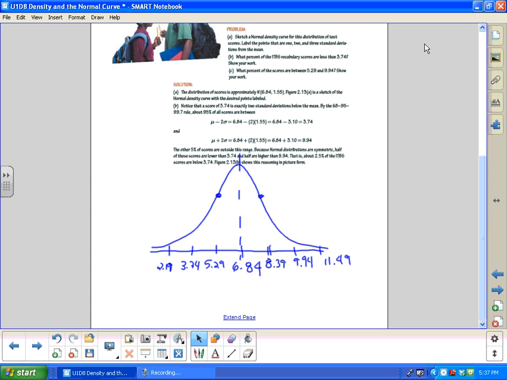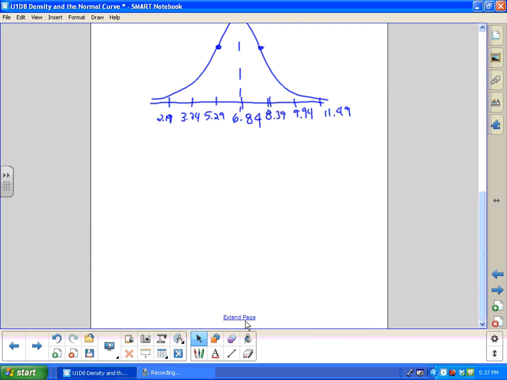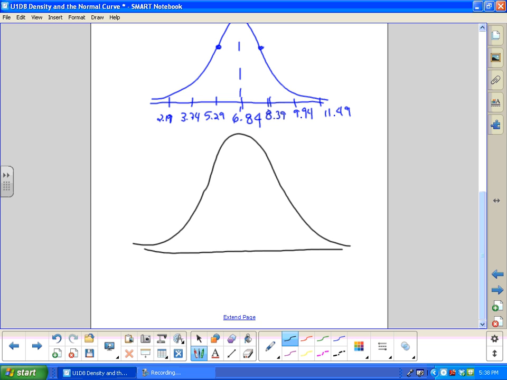And so what I want y'all to do, maybe on the back of your notes, is write down this little chart that I'm going to draw out for you. Sometimes they like to ask you to find random values. It'd be fairly easy to find the area between 5.29 and 8.39, because that's one standard deviation on either side of the mean. So we know that would be 68% by the rule. But we can also break it up and find areas between other values.